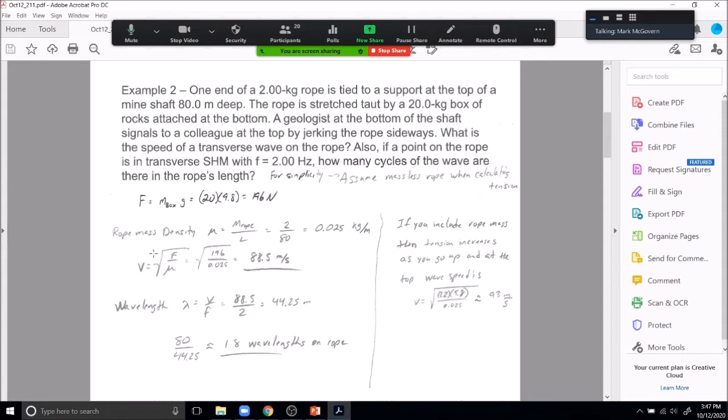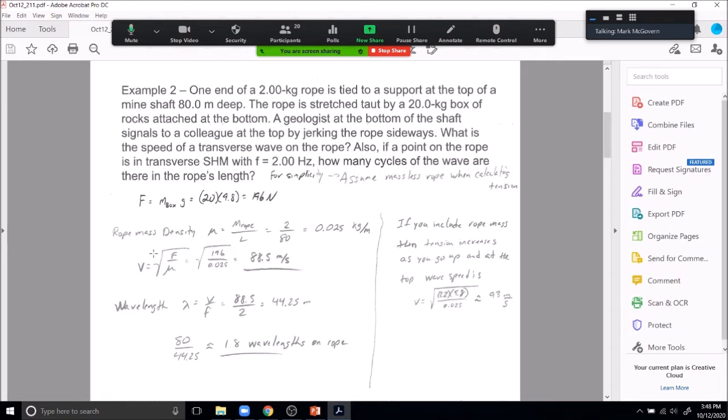All right, cool. Well, we got to figure out what the tension is in the rope. And we're going to make a simplification here because we're going to say that the tension is basically just due to the rocks. Now, I know that the rope has 10% the mass of the box.